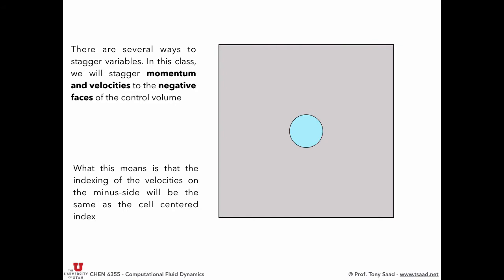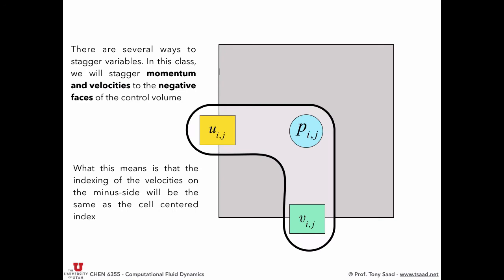So in other words, we're going to say that all momentum variables on the minus faces of the control volume share the same index as the control volume. In other words, the velocity that lives here and the velocity that lives there have the same index as the cell center. So if this is cell ij, and I'm putting pij because that's the only scalar we're dealing with, pij lives here. If this is pij, then this is uij to the left, and this is vij. And typically, you'll see this notation.